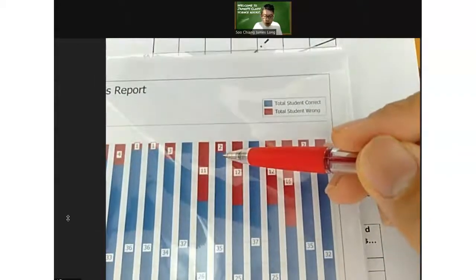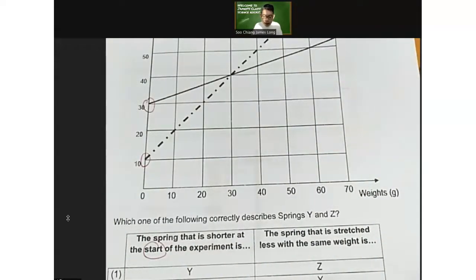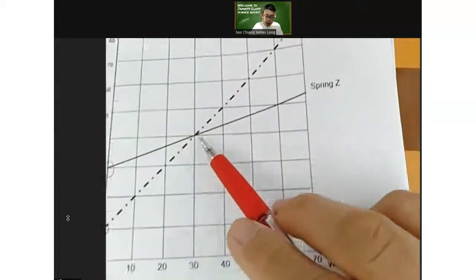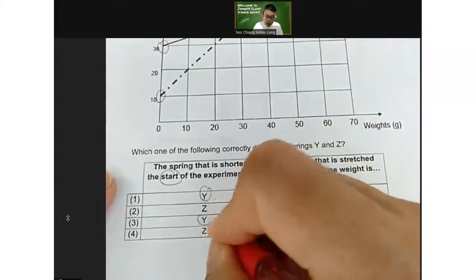But 2 of you could not understand this or didn't get it right for some reason. So at the start of the experiment, this spring is a shorter spring. And that is spring Y. Okay? So the answer is Y.